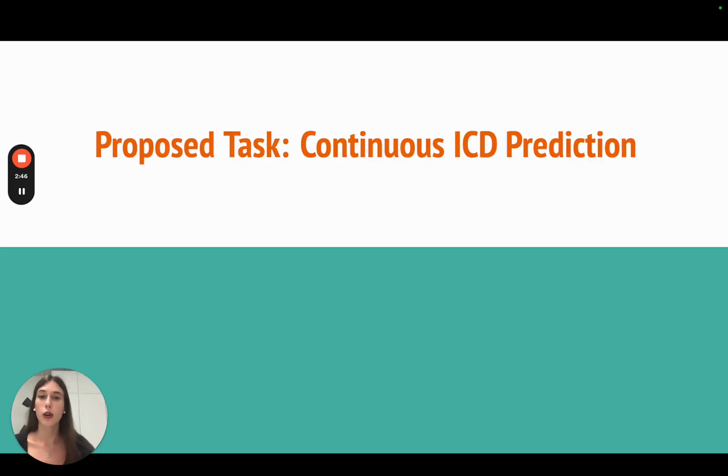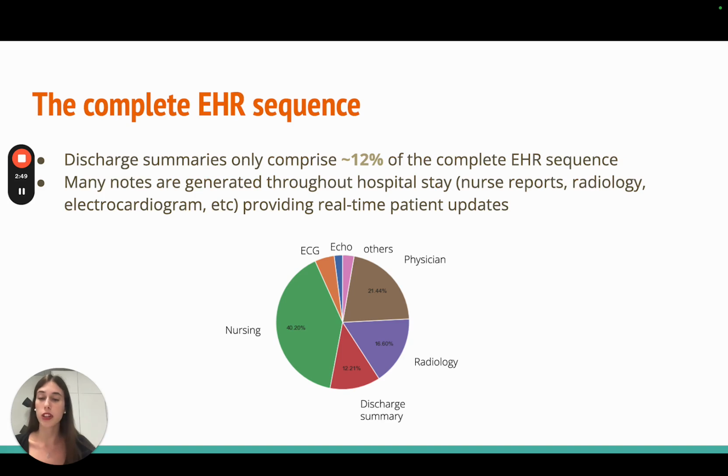For this reason, we propose the task of continuous ICD prediction, and to understand it, we need to look at the complete electronic health record sequence. This pie chart displays the percentage of notes in each category. You can see that discharge summaries only comprise about 12% of the complete sequence, and that there are many notes generated throughout the hospital stay, such as nurse reports, radiology reports, or electrocardiograms, which provide real-time patient updates and which are currently not being used by most computational approaches to ICD coding.